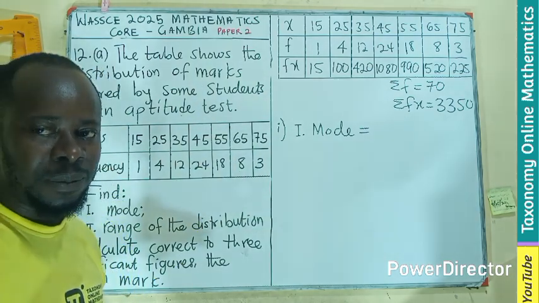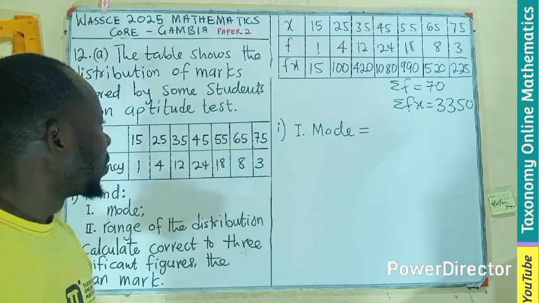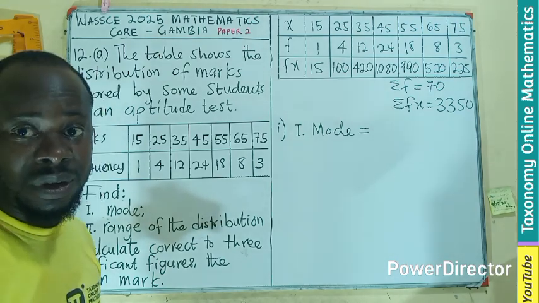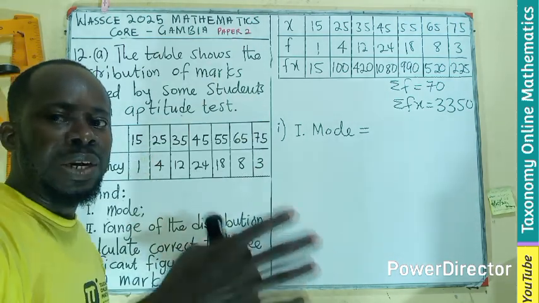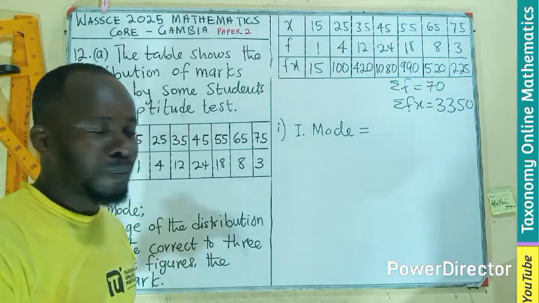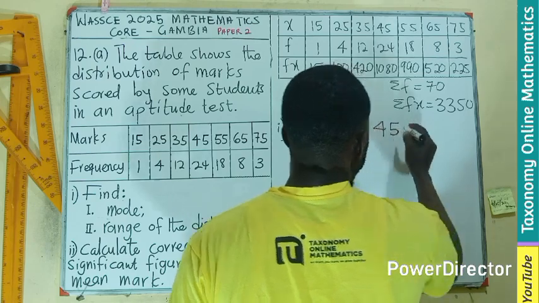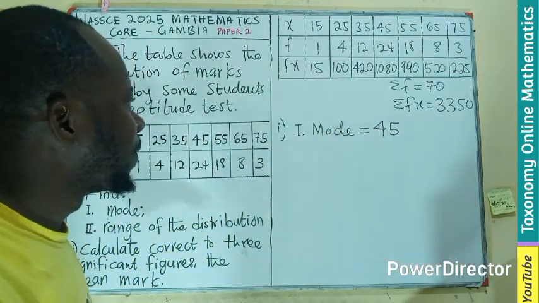So 45 becomes the most occurring mark. In the class, if you call out those who got 45, you see that there will be more than those who have 15. There is only one person having 15. So the mode is going to be 45, but not the 24.